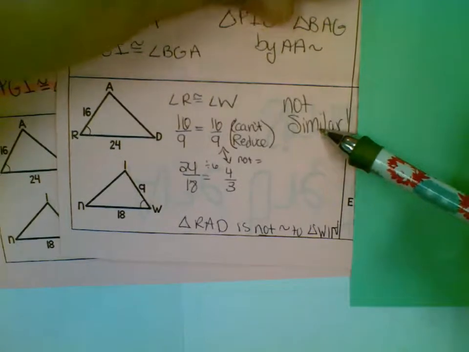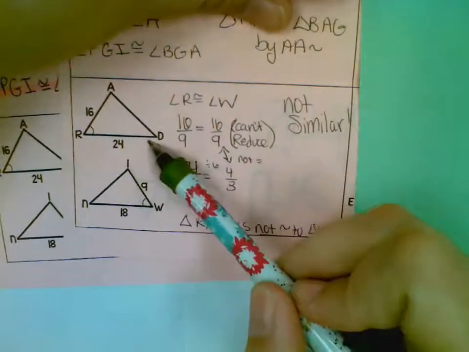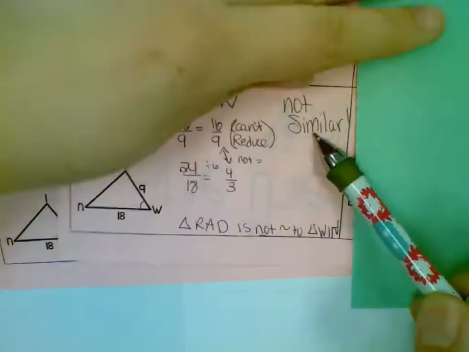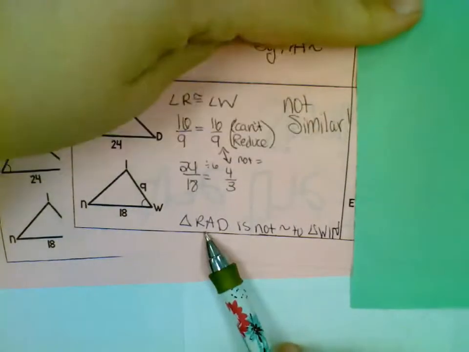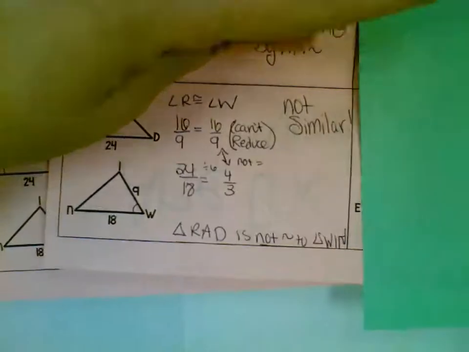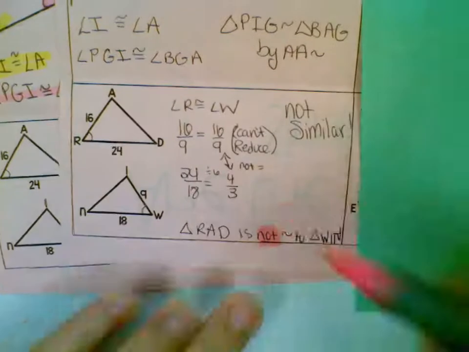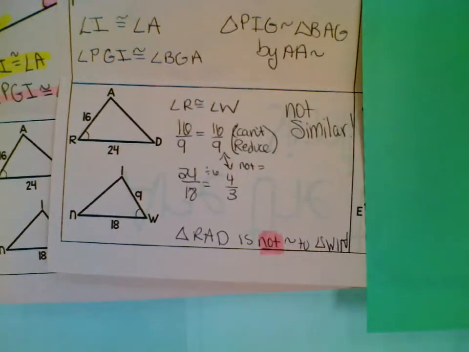So be careful and don't be tricked. Even though they show a side angle side, you might not have similar triangles like we did here. So triangle RAD is not similar to triangle WIN. So RAD is not similar to WIN.